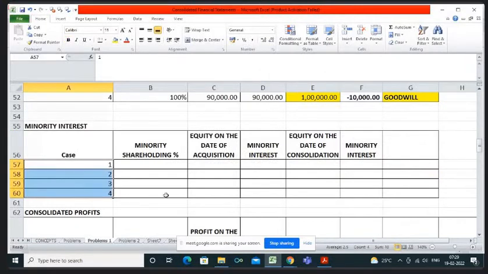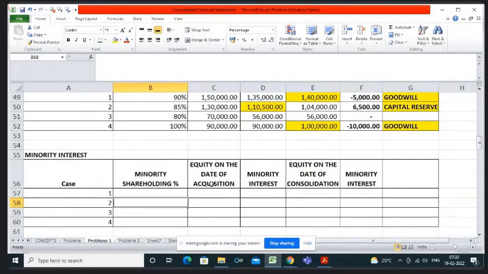We have to calculate it for 4 different cases and for 2 different dates: equity on the date of acquisition and equity on the date of consolidation. So for both the dates, we have to compute the minority interest. First, I will calculate the minority shareholding.